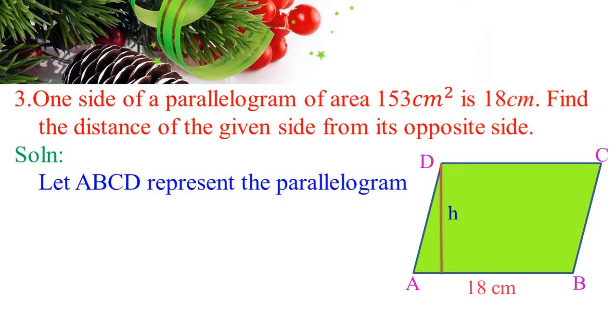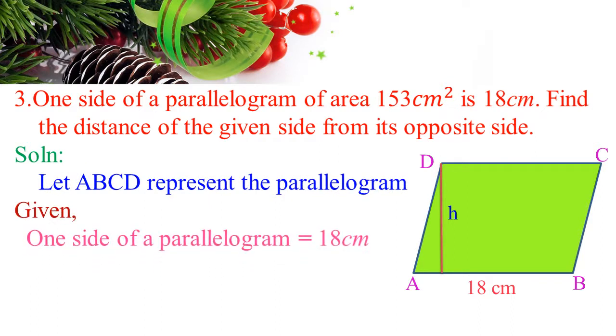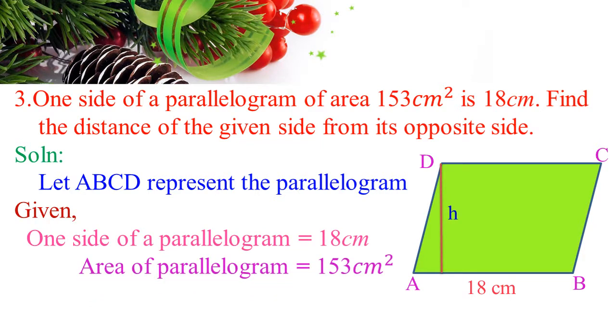Let ABCD represent the parallelogram. Given one side of a parallelogram equals 18 centimeter. Area of parallelogram equals 153 centimeter square. Let's find the height. Area of parallelogram formula: base into height. So base into height equals area, which is already given. So we substitute 153 centimeter square.